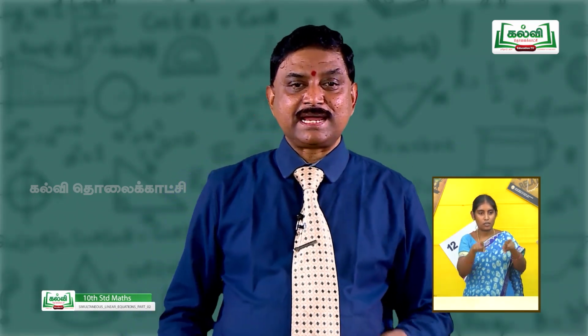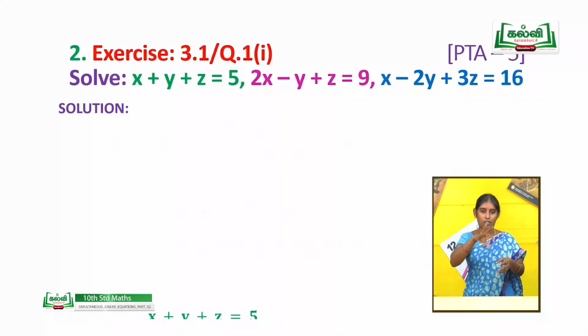Now, let us go for the second question, which is given in exercise 3.1, question number 1, subdivision 1. Solve the 3 equations given to you, again just like the previous one. So, what do you have to do? You should select the first equation as x plus y plus z equal to 5. Then 2x minus y plus z equal to 9, second equation. x minus 2y plus 3z equals 16 as the third equation. Finish.